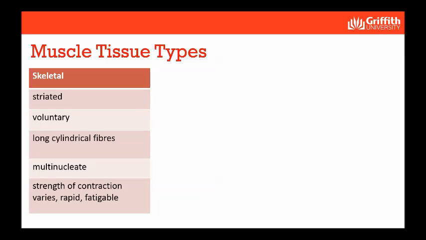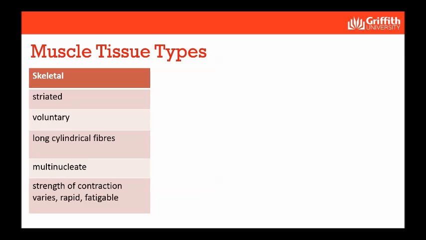Skeletal muscle tissue contains obvious stripes called striations. Although skeletal muscle is often activated by a reflex response, we term skeletal muscle voluntary muscle because it is subject to conscious control. We can decide whether we contract skeletal muscle or not.